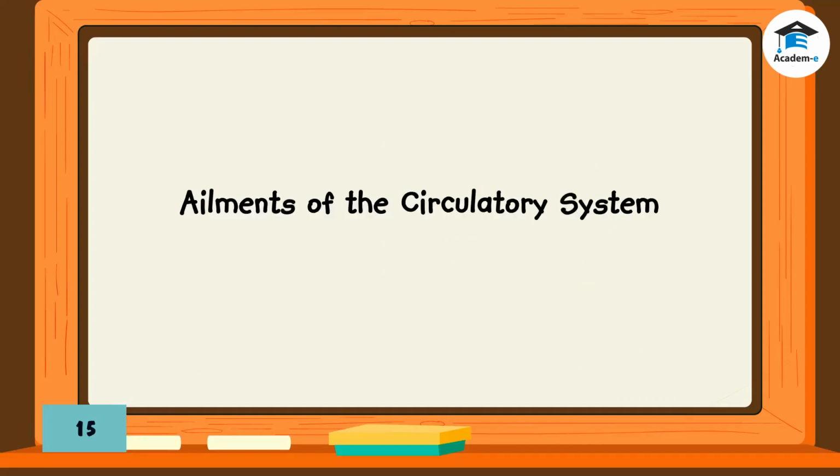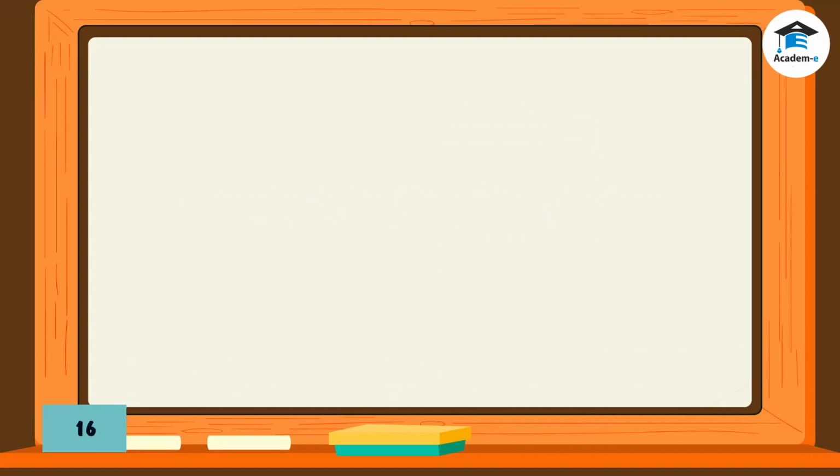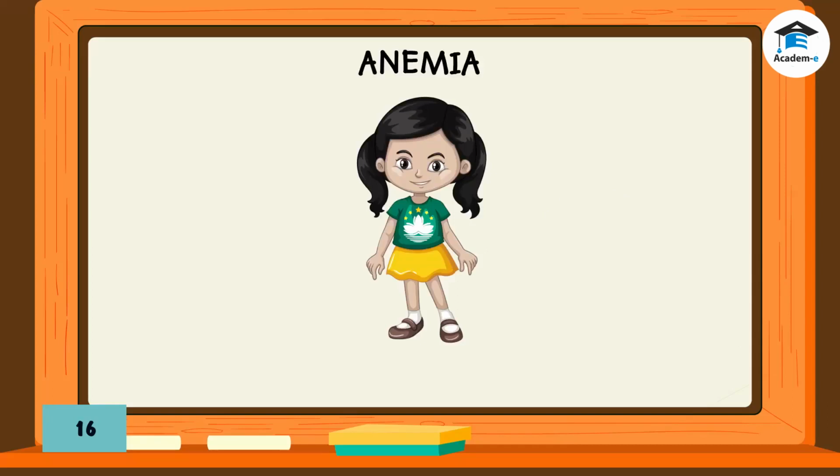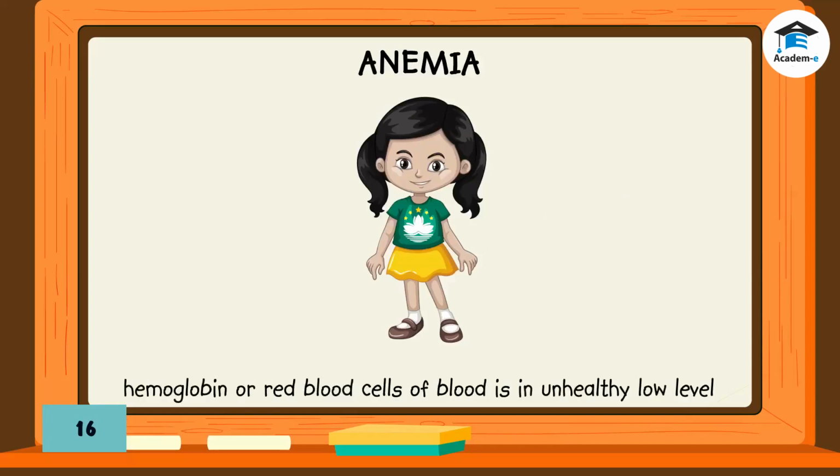Here are some ailments of the circulatory system that may result from unhealthy diet and conditions. Anemia is a condition wherein the hemoglobin or red blood cells of blood is in unhealthy low level.